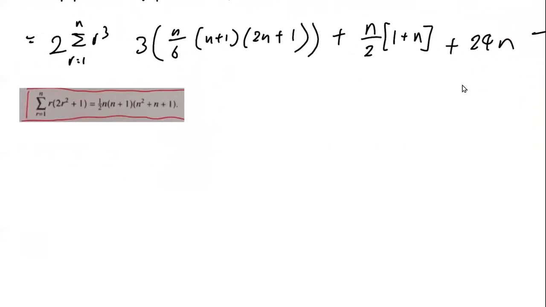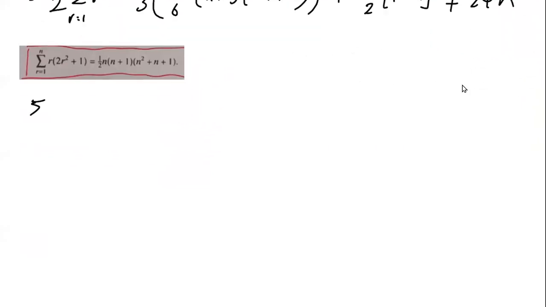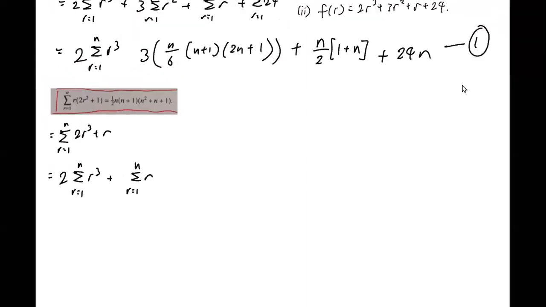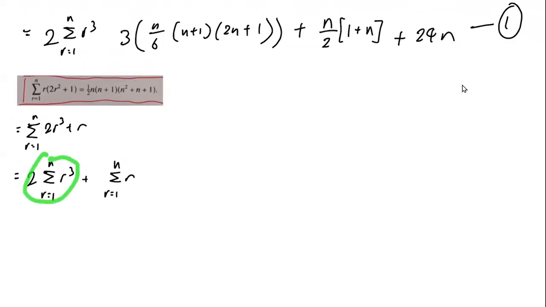What we have is the summation of r times 2r squared plus 1, which is really just 2r cubed plus r, which is really just 2 times the summation of r cubed from r equals 1 to n plus the summation of r from r equals 1 to n. But take a look: 2 summation r cubed, that's exactly what we want. So all we need to do is make this the subject, and throw the other term over to the other side.